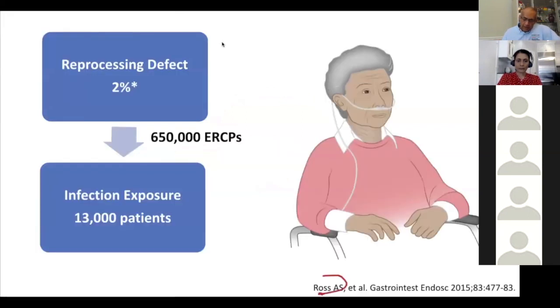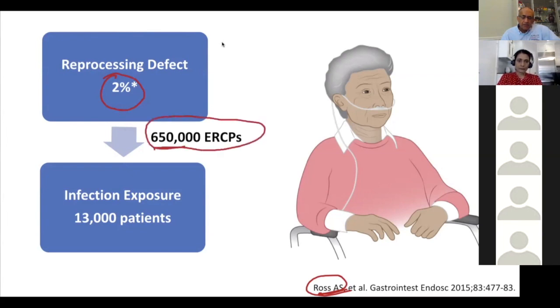So Andy Ross is a good friend of mine. He's the chief of gastroenterology in Seattle at Virginia Mason. So he was one of the pioneers in this area. When he looked at endoscope reprocessing, from the time you do the pre-cleaning to high-level disinfection to storage, when he looked at it in ERCP scopes, there was a 2% reprocessing defect. So that means if that defect happens in a scope that results in contamination, you will expose the next patient for infection.